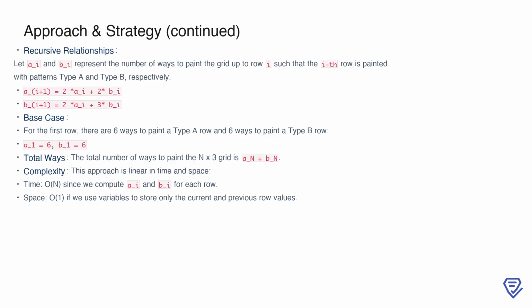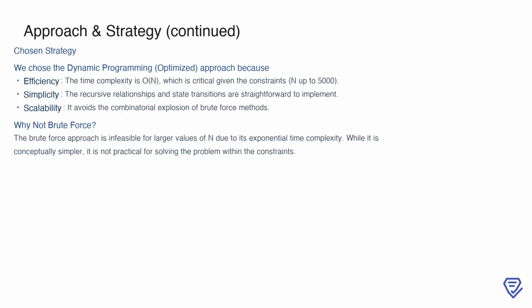Despite that, the number of combinations grows exponentially with n, leading to a time complexity of about 0.27 to the power of n. This makes the brute force approach infeasible for large grids, such as when n is 10,000, due to the sheer computational burden involved. Now, let's shift our focus to the optimized approach we've chosen, dynamic programming, which is both efficient and scalable.